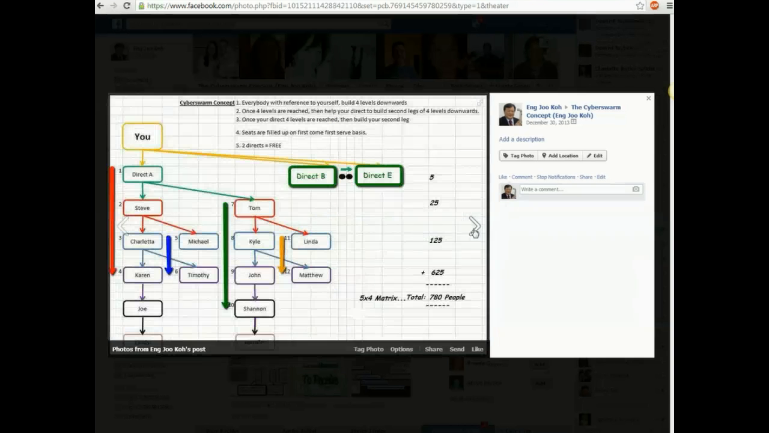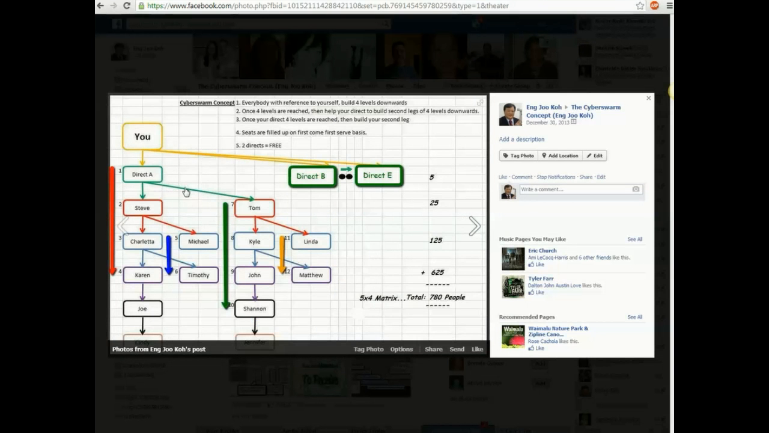Now let me see another diagram. Okay, this one is another pictorial showing the same thing, just a little bit more elaborate. So now you have that direct A, okay, A, B, C, D, E, 5 wide, 5 across. And then you have Steve signing up under the direct A's link. Charletta using Steve's link, Karen using Charletta's link, Joe using Karen's link, and you go on promoting the next person, right? So very soon you're going to see your second leg coming out.